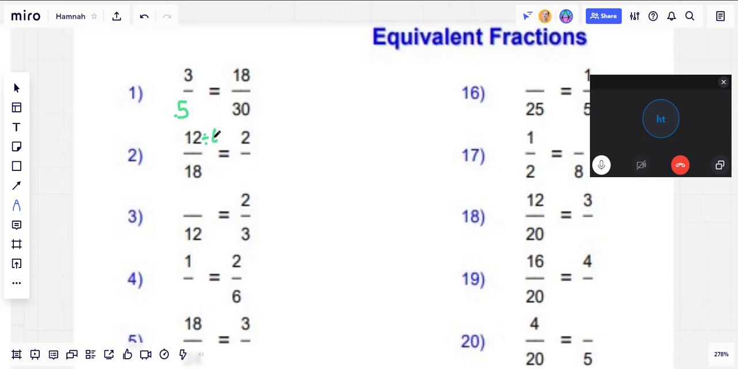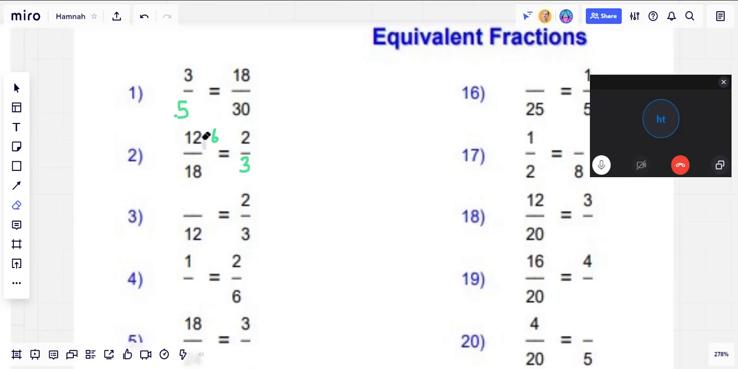6. Yes. Now you need to do the same thing with the denominator as well. Divide the denominator by 6. So 18 divided by 6 is... You could think of it the other way around as well. What times 6 is 18? 3. Yes, that's the answer. So 18 divided by 6 is 3. 2/3 is the equivalent fraction.